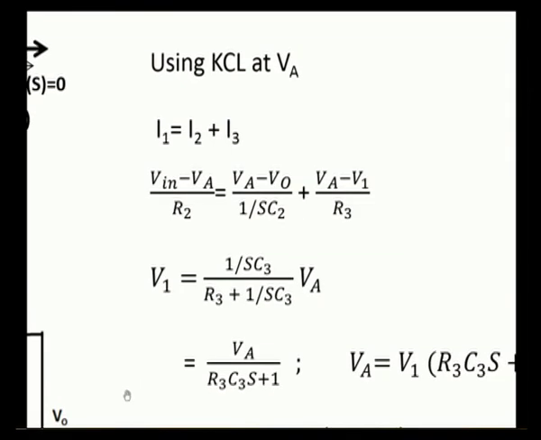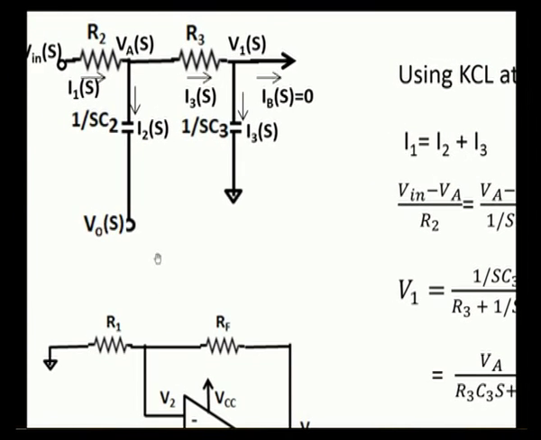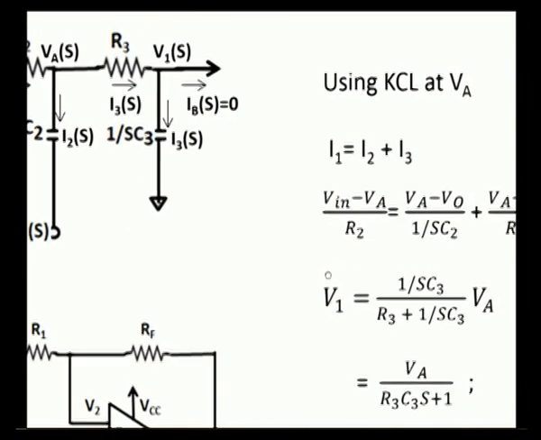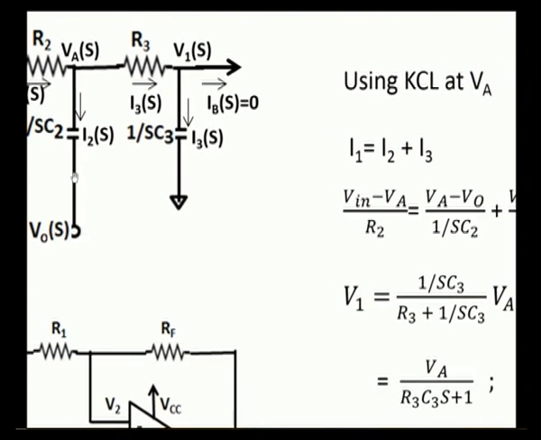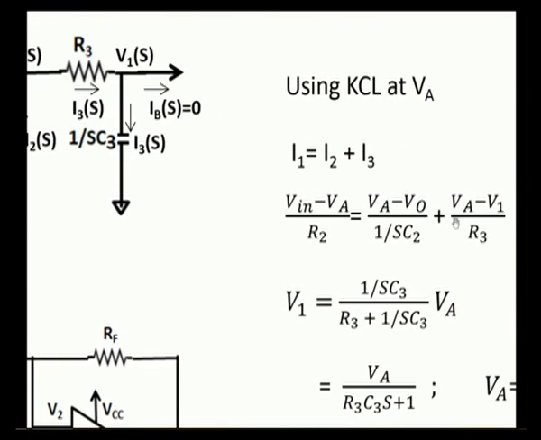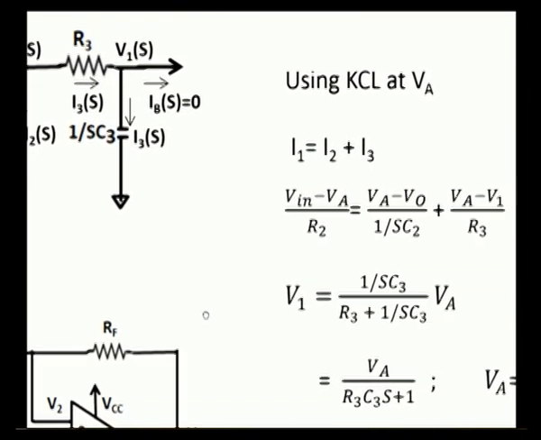So, this entering current I1 is equal to I2 plus I3, the leaving currents. I1 can be written as V in minus VA by R2. For simplicity, we will write V in of s as V in and VA of s as VA. Then for I2 it is VA minus V0 divided by 1 by SC2, and I3 is VA minus V1 divided by R3.